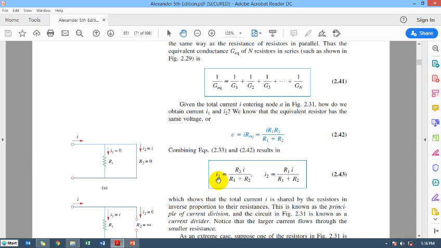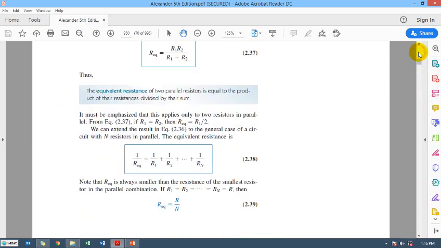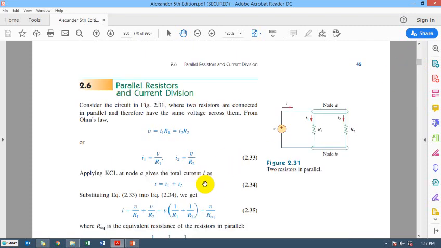So if we want to find I1, we use R2 here, and if we want I2, then we multiply by R1. So this is the other way around compared with the voltage divider. This is called CDR, the current dividing rule, and there are a few simple steps you can follow to reach these formulas.